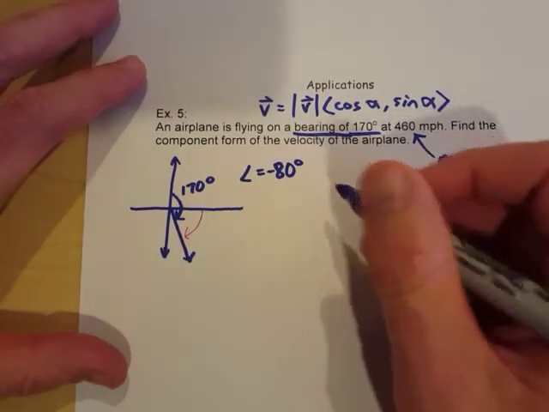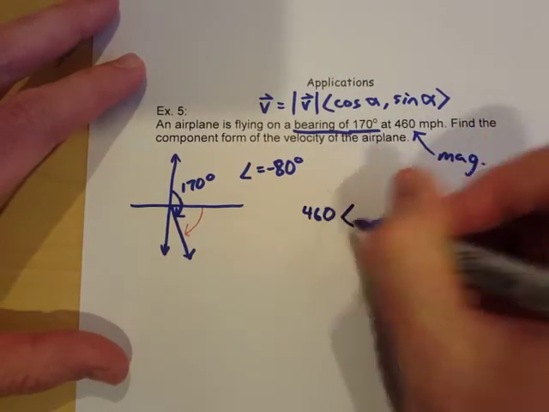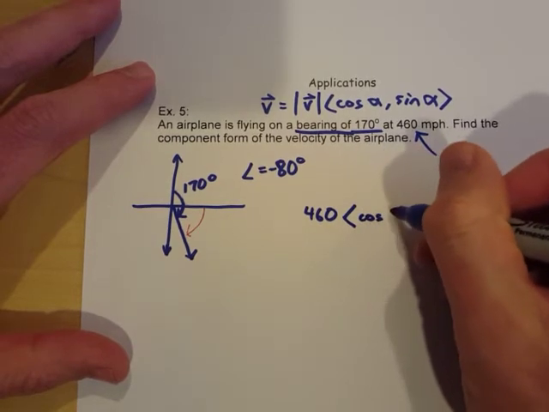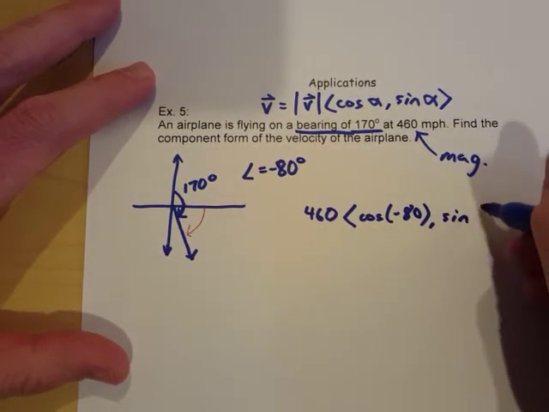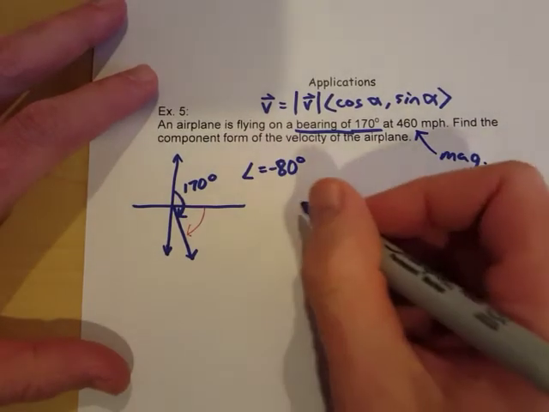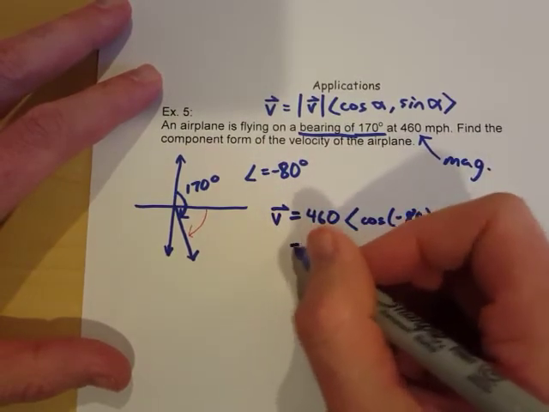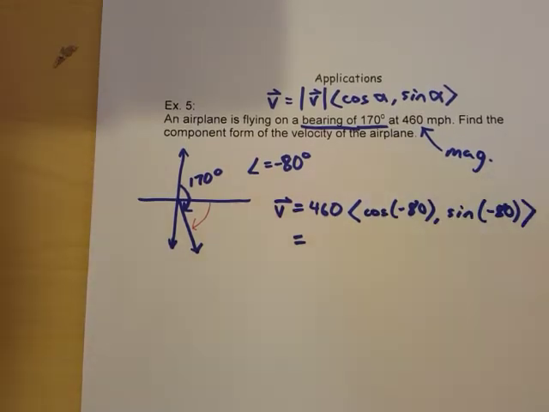Now we can use that negative 80 degrees and plug it into our formula. So like I said, the magnitude is 460, and then we can multiply that by cosine of the angle, sine of the angle. This will give us a vector for the velocity of the airplane. It's basically the direction and the amount that it's going in that direction.